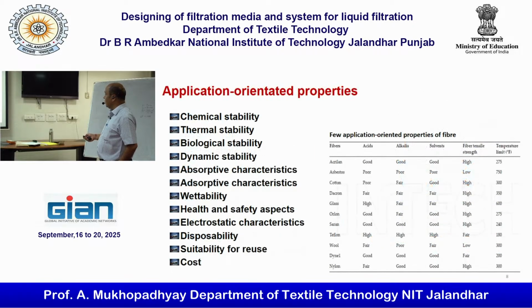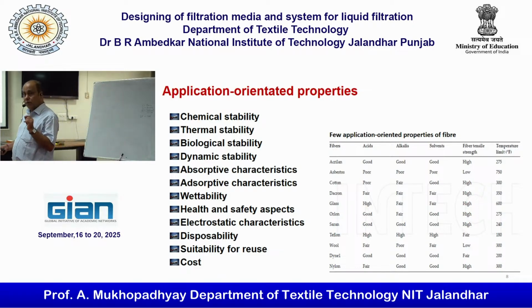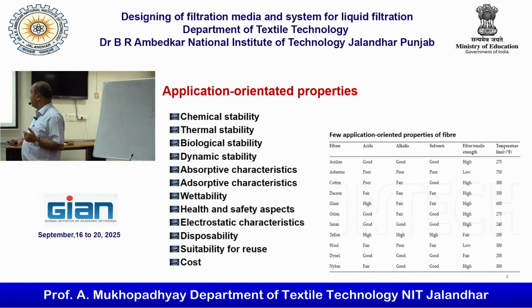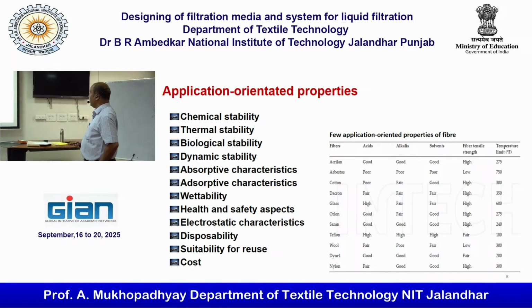Application oriented properties: whether it has chemical stability, thermal stability, biological stability, because sometimes biological material can act as a nucleus. In food industries it is very, very important. So that can clog the pores. Then dynamic stability, absorbent characteristics, absorption, wettability. So these are the parameters which are important for application oriented properties.